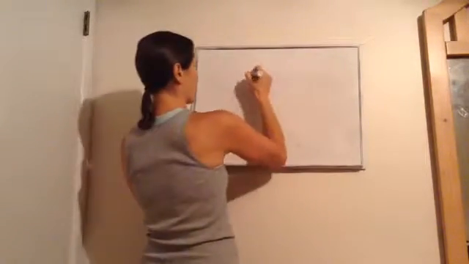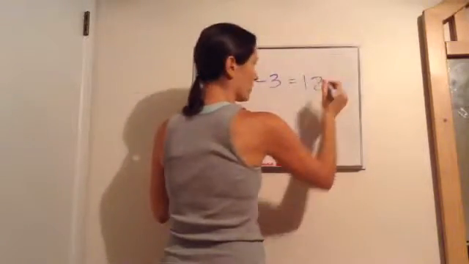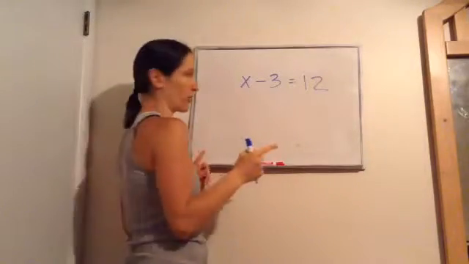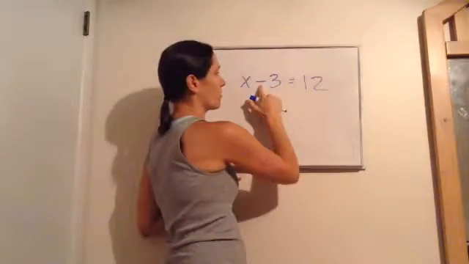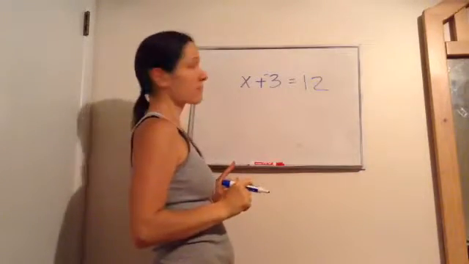So 23.1 example. I want you to write this one down on your paper. x minus 3 equals 12. These may be simpler. These aren't as hard, but let's just do some review. On these kind of problems, you're always going to take your minus and make it a plus negative. Okay? You got that?